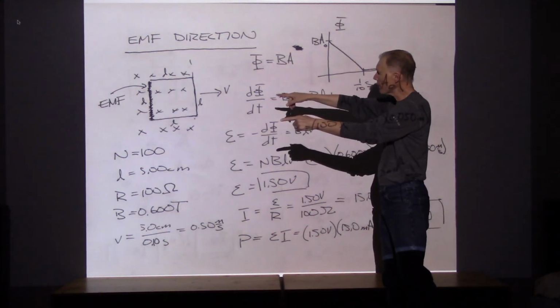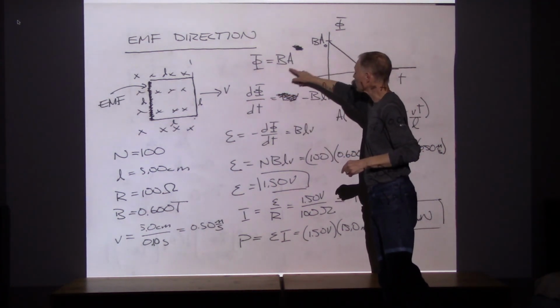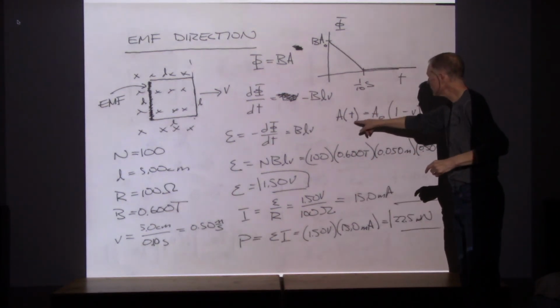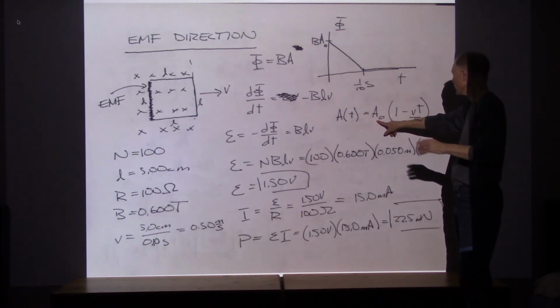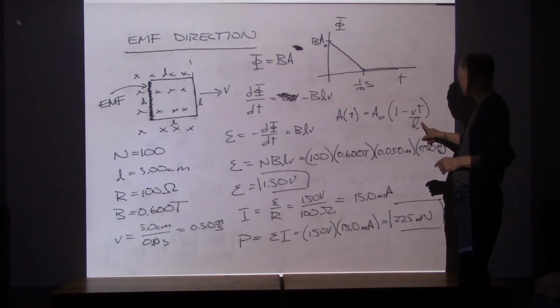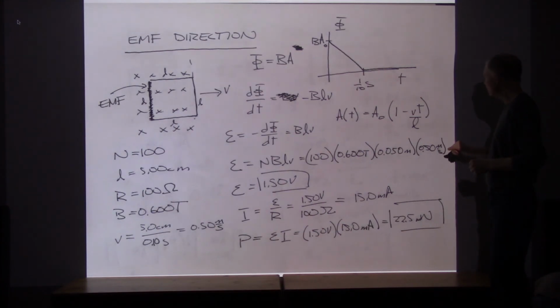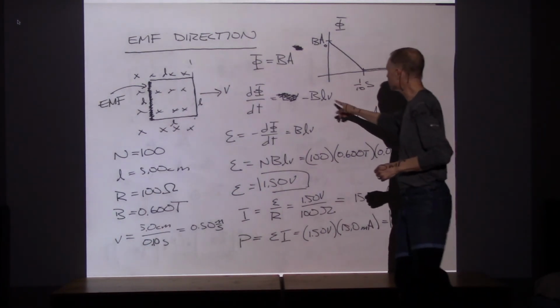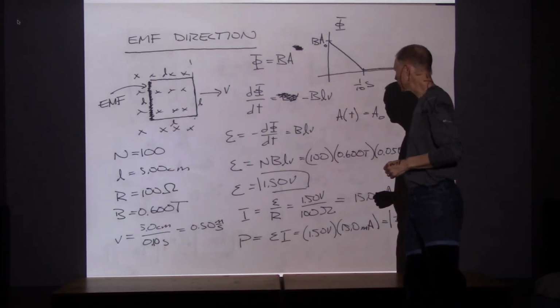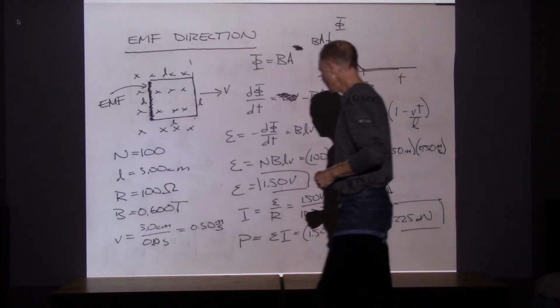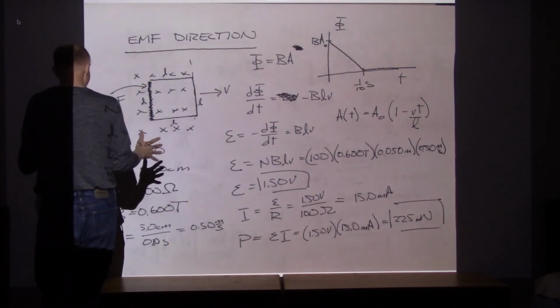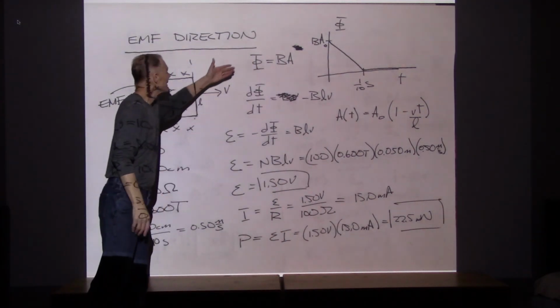Well, the direct method works. Faraday's law works. I had written down here the area as a function of time. It's the original total area times 1 minus Vt over L. Once Vt equals L, then this all goes away. If we take a derivative, this is what we end up with. So Faraday's law works.